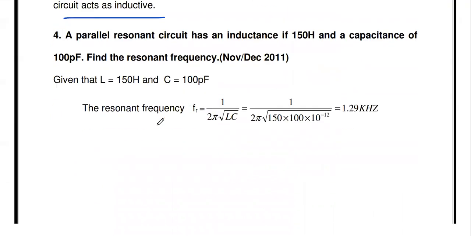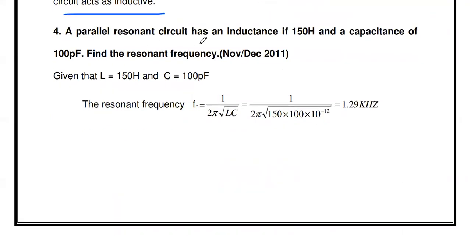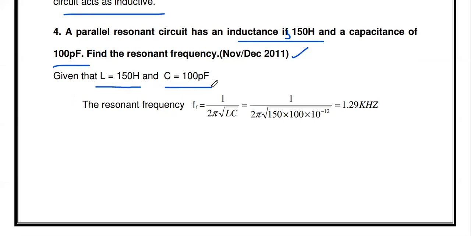And the next one: a parallel resonance circuit has an inductance of 150 henry and a capacitance of 100 picofarad. Find the resonant frequency. This is one university 2 mark problem. For the parallel resonant circuit, that means one LC circuit, the inductance value is given and the capacitance value is given. We have to find the resonant frequency. L is 150 henry, C is 100 picofarad.